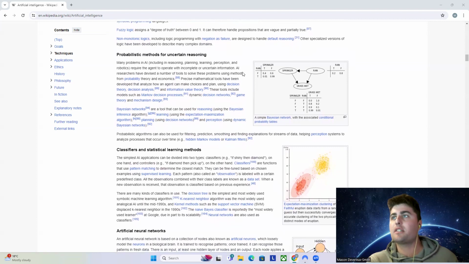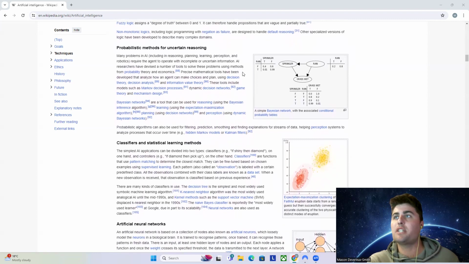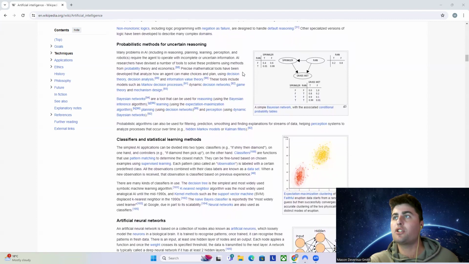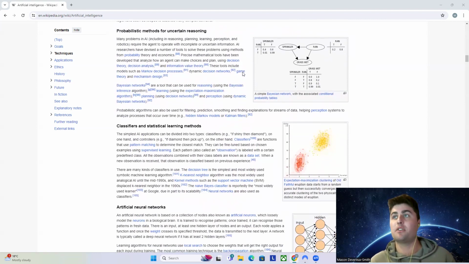Fuzzy logic assigns a degree of truth between 0 and 1. It can therefore handle propositions that are vaguely and partially true. Non-monotonic logics, including logic programming with negation as failure, are designed to handle default reasoning. Other specialized versions of logic have been developed to describe many complex domains. There are also probabilistic methods for uncertain reasoning.